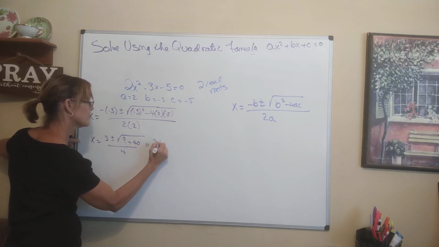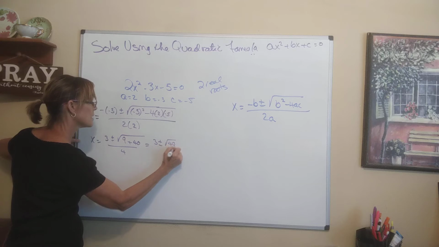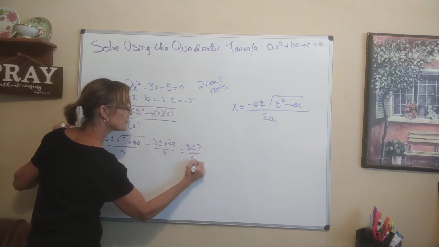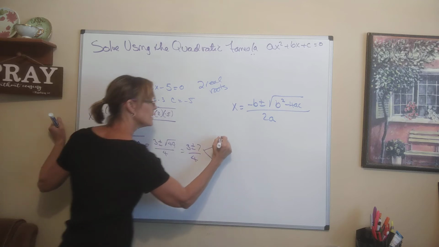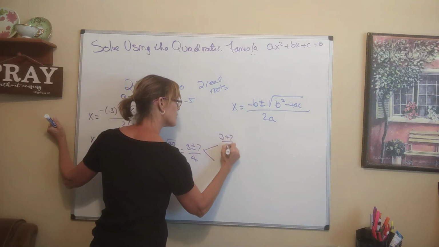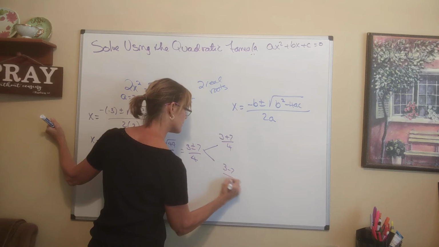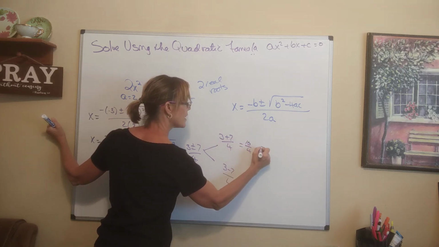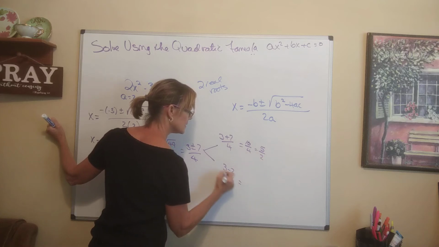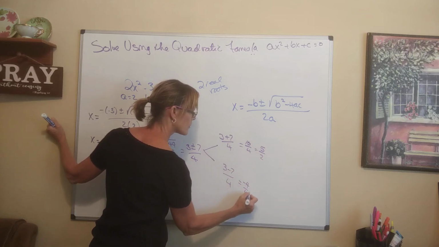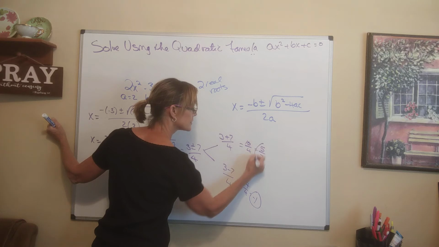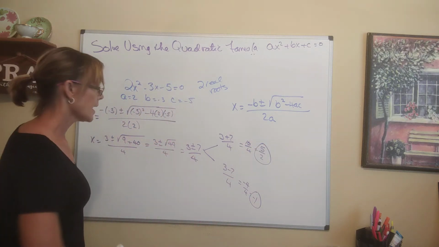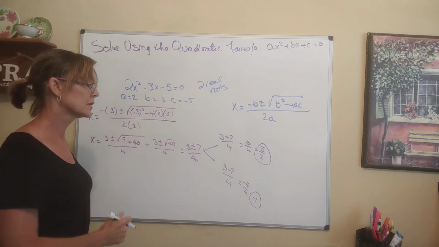This is going to be 3 plus or minus the square root of 49 over 4. This is 3 plus or minus 7 over 4. Here's my two answers: 3 plus 7 over 4, 3 minus 7 over 4. This is 10 over 4, or 5 halves. This is negative 4 over 4, or negative 1. My two answers are 5 halves and negative 1. They're both real, and we knew that going into it because we had looked at the discriminant.